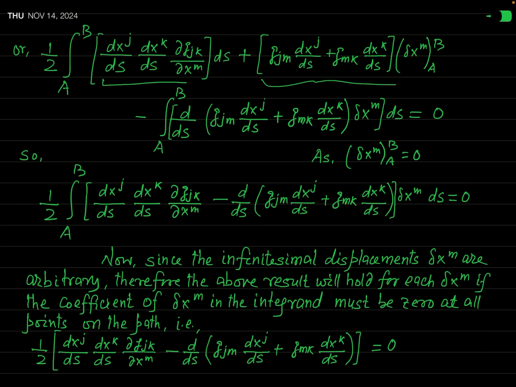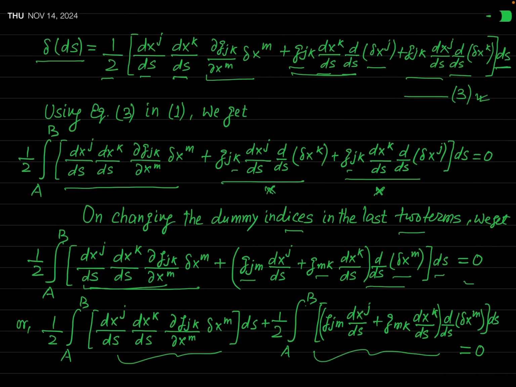And see the evaluation of the second integral. Here we will consider this bracketed function, g_jm dx_j/ds plus g_mk dx_k/ds, as the first function. And this d/ds operated on delta x_m, we take it as the second function.